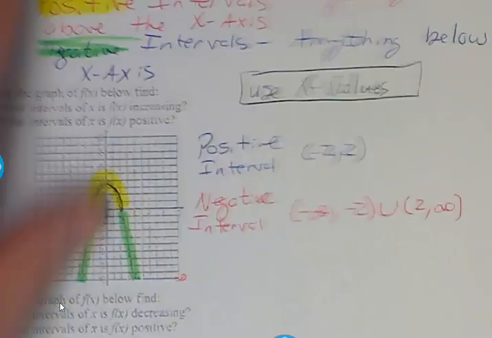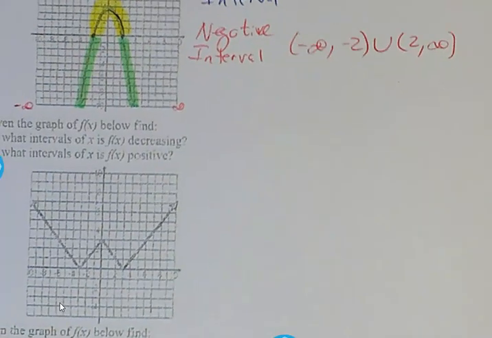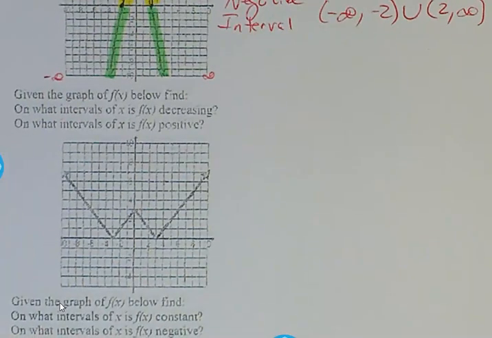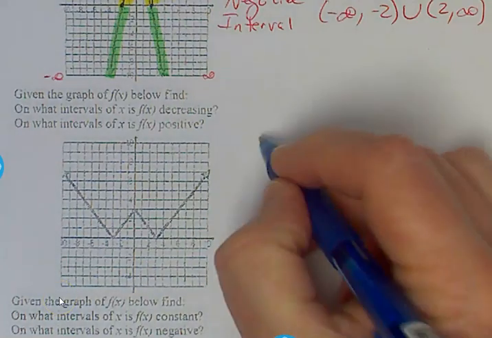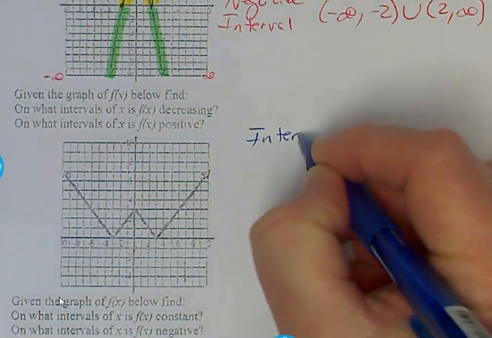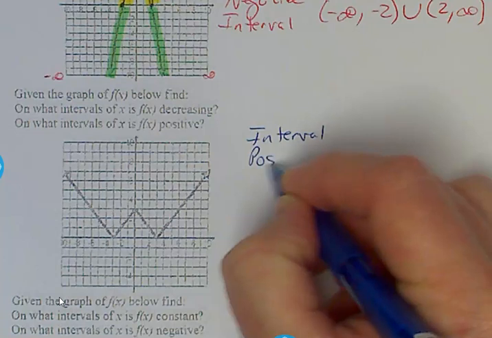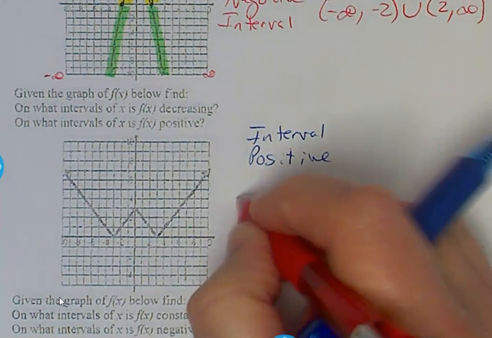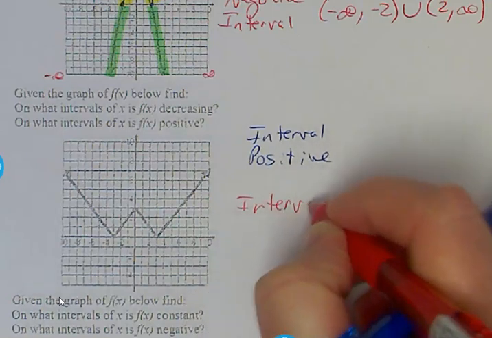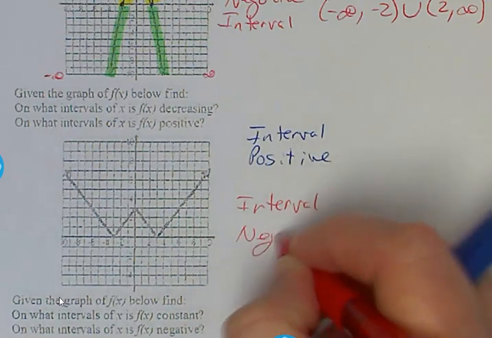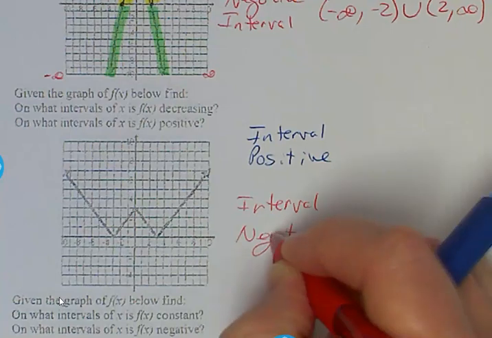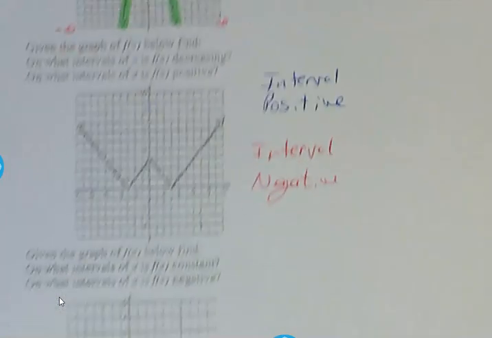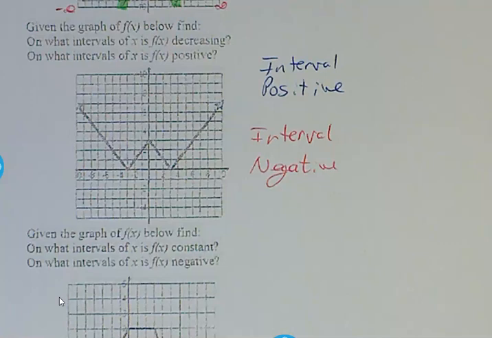Okay, so number 2. Same thing on this one. First off, we're going to figure out what's positive on the interval. And we're also going to do the interval that's negative.